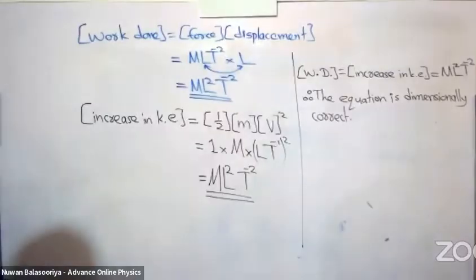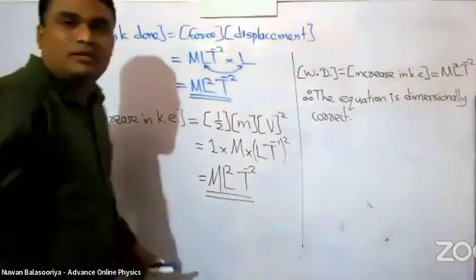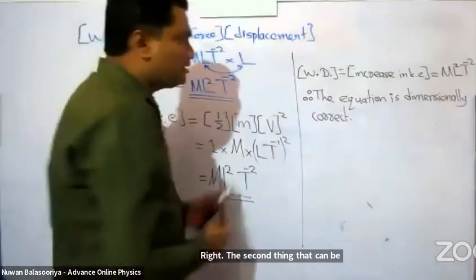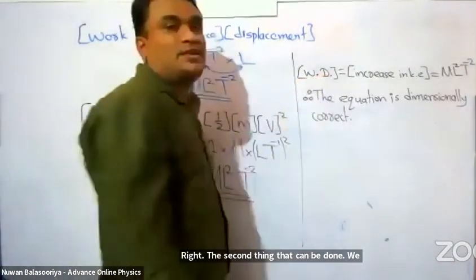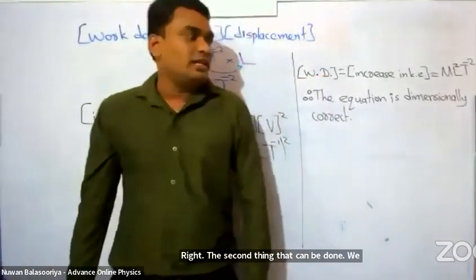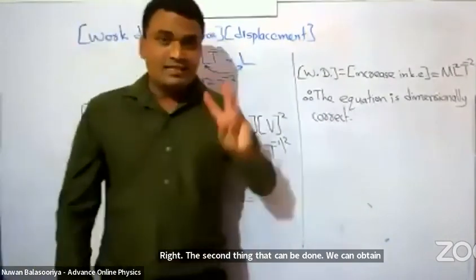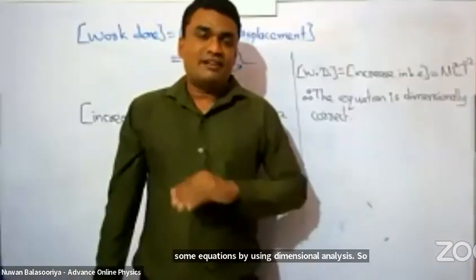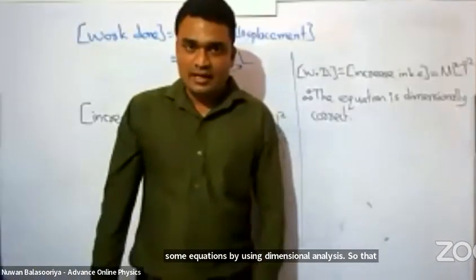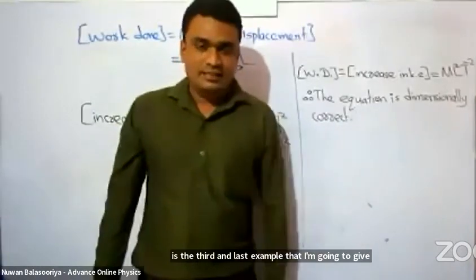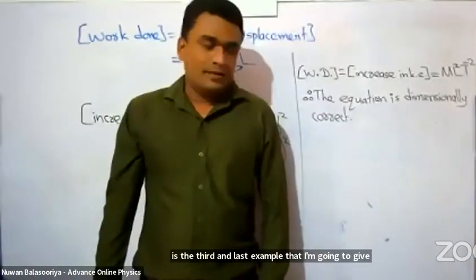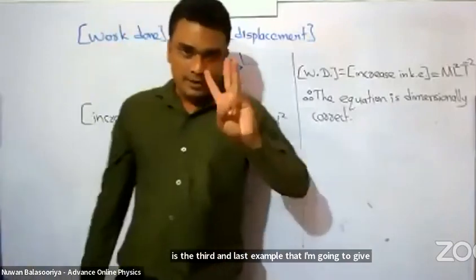Right. The second thing that can be done with dimensions, we can obtain some equations by using dimensional analysis. So that is the third and last example that I'm going to give. After I discuss the third example, I'll start discussing mechanics equations. Right. Please write example number 3.